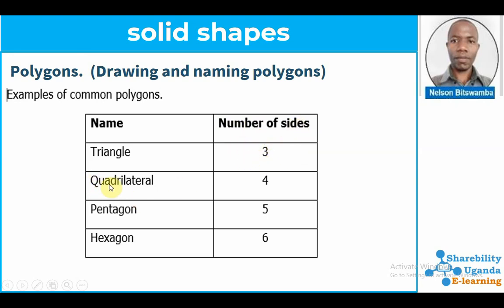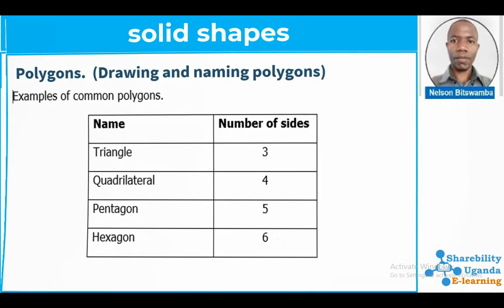We also have a quadrilateral polygon. It also has 4 sides. We shall see how it looks, and we also have a pentagon. When they ask you how many sides a pentagon has, please be able to say 5. We also have what we call a hexagon. A hexagon has 6 sides. Okay, let's look at these shapes and the other categories of shapes.